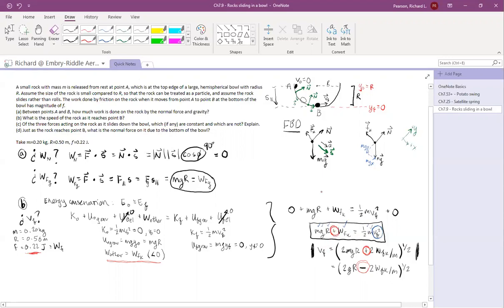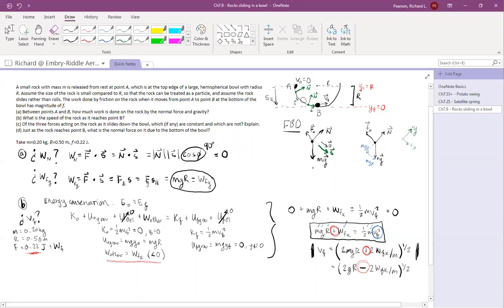So then now let's answer these next few questions. Of the 3 forces acting on the rock that slides down the bowl, which are constant and which are not? So here's our 3 forces. We have friction, we have the normal force, and we have the force of gravity. So we can look at this and analyze what each of these are doing.